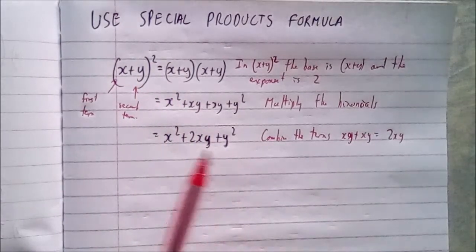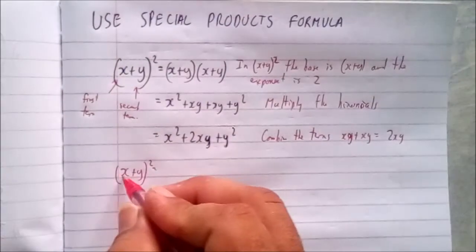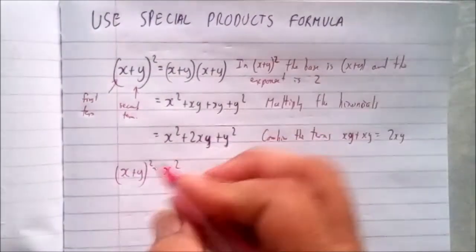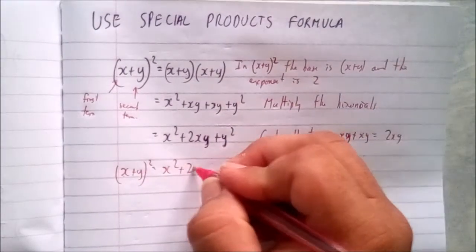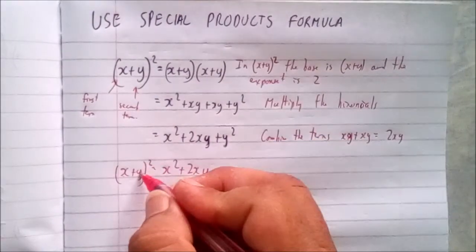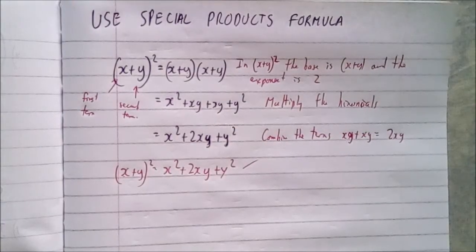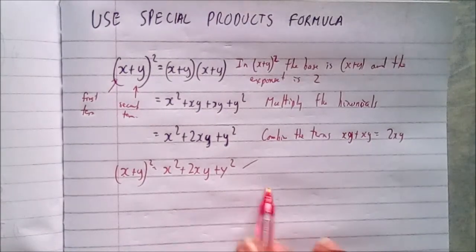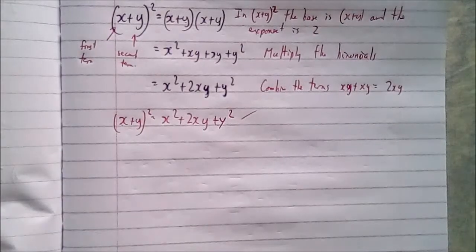Let me show you how this works. In the shortcut, this is the way you do it. Square the first term: x squared. Then 2 times x times y: 2xy. Then y squared. Done, you finish right there. That's the same solution. Let me write down the steps of what I did here.